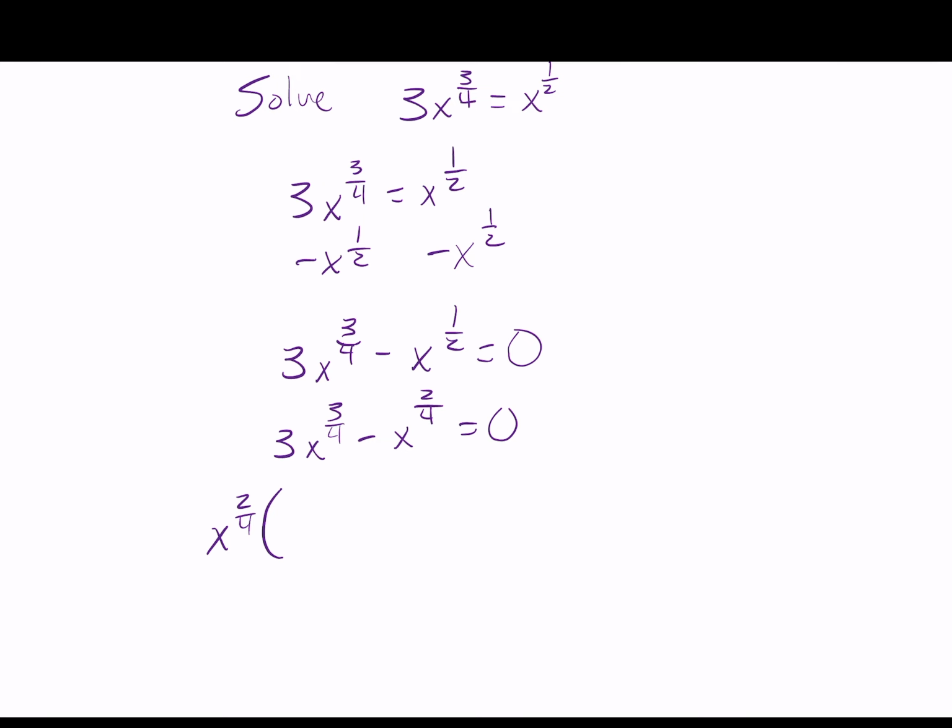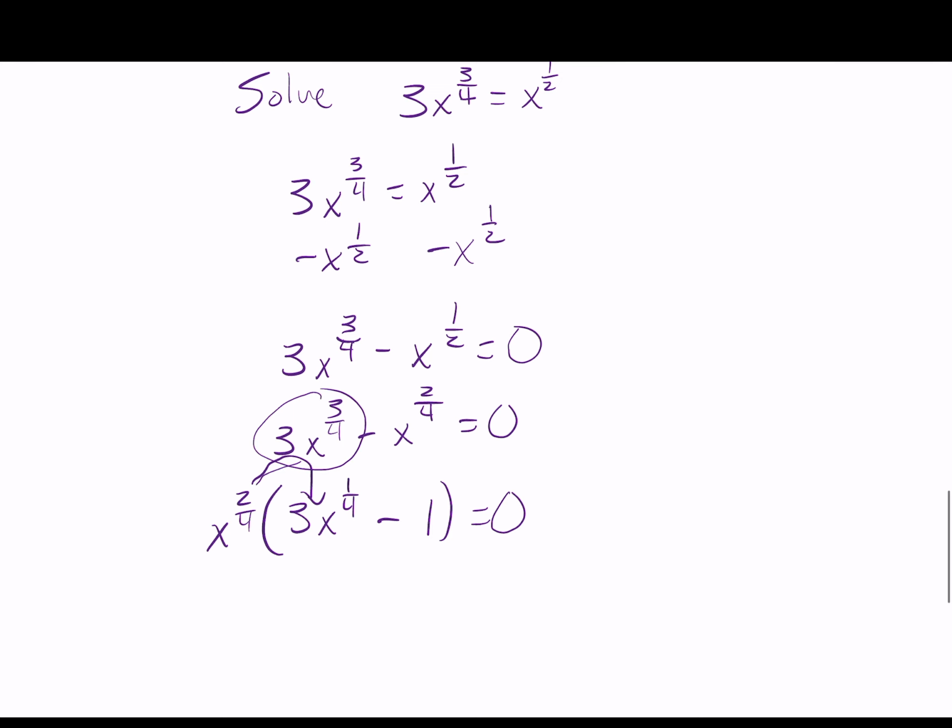And what are we left with? Well, we're left with 3x to the 1/4. That's the property that says that when we multiply exponents, we add them. Minus, well, this is the same term that we have on the outside, so it's minus 1 is equal to 0. So if we were to distribute, we would get x to the 2/4 times 3x to the 1/4. That gives us 3x to the 3/4, and then we distribute again. x to the 2/4 times negative 1 is minus x to the 2/4.